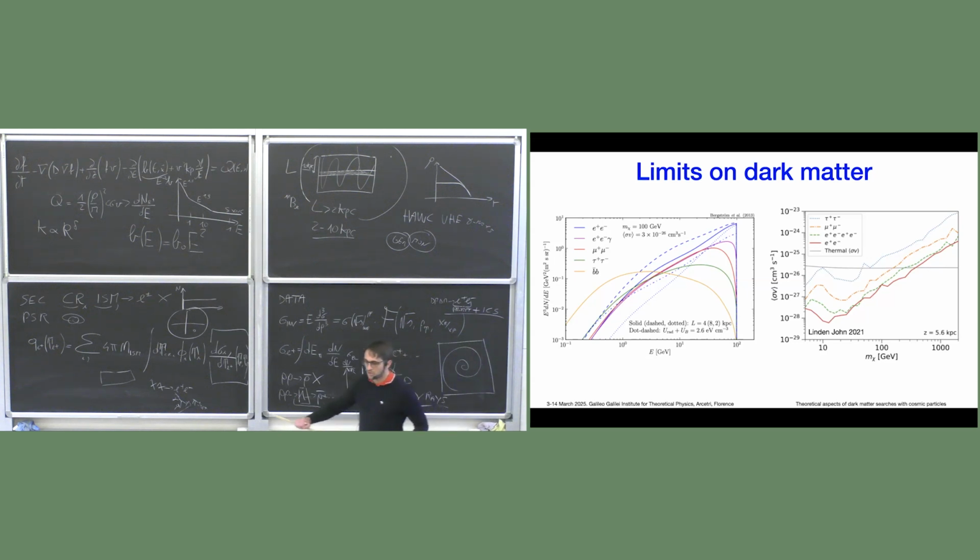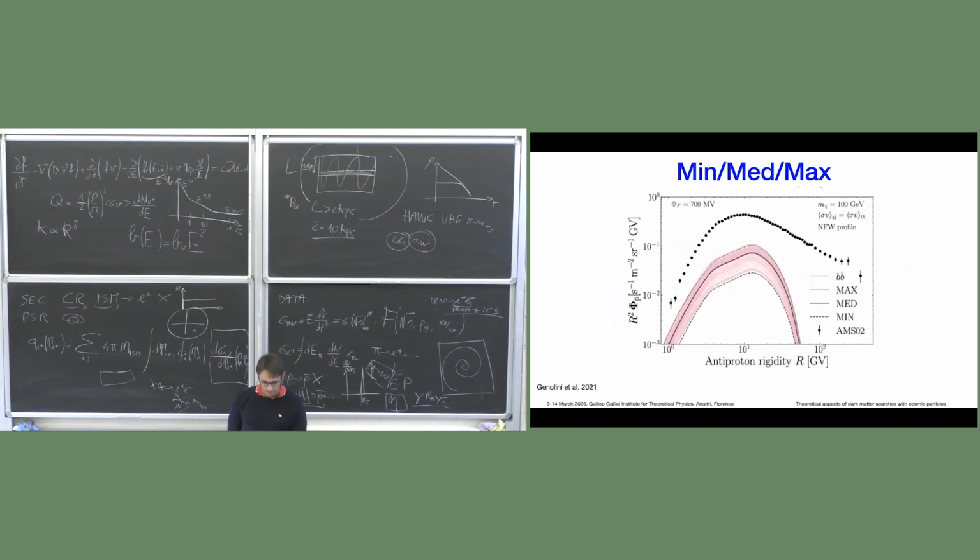Okay? So leptonic channels for dark matter are constrained very tightly by the positron data, by AMS. Questions? Okay. So now we can move to antiprotons.